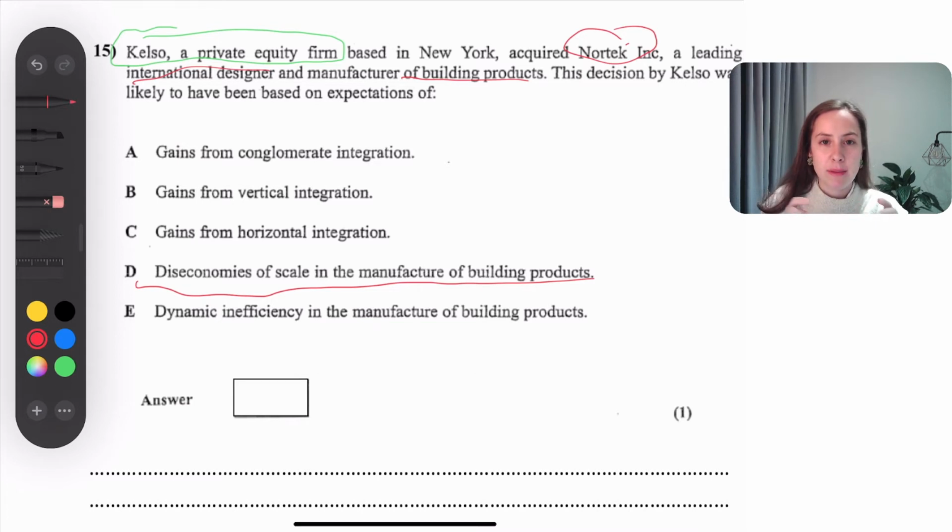So for example, imagine it demerges the design company and splits it apart from the building company. Now that it's a smaller company, there will be less diseconomies of scale. So that means the building company will be a lot better run, it will have lower average costs, and maybe it's going to trade at a higher value than before. So this Kelso company can make money. So I reckon it's D.